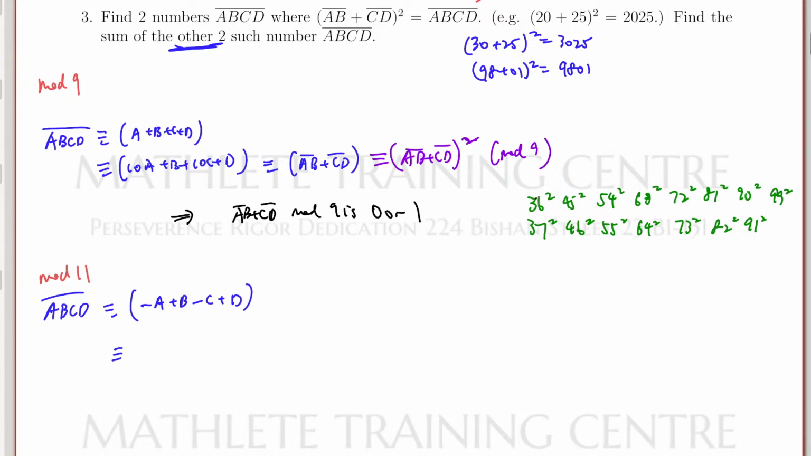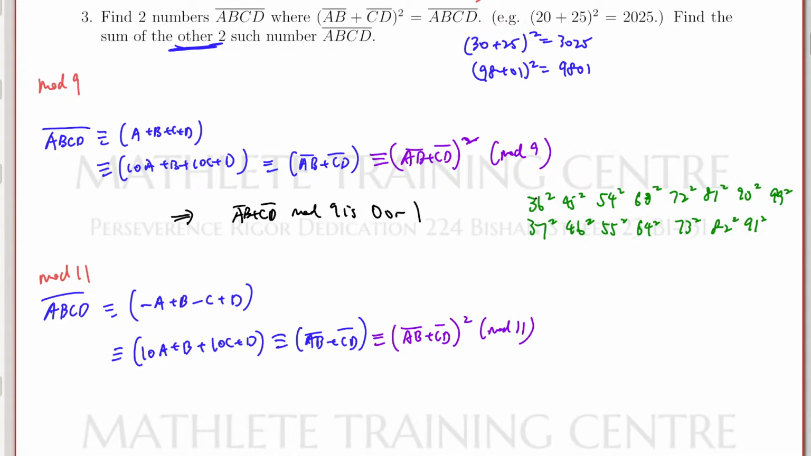Now, minus 1 is the same remainder as 10 mod 11. So again, it's the same as 10B plus 10C plus, right? So again, it's congruent to this ABCD square. But this time it is going to be mod 11 actually. So they have the same remainder when divided by 11.